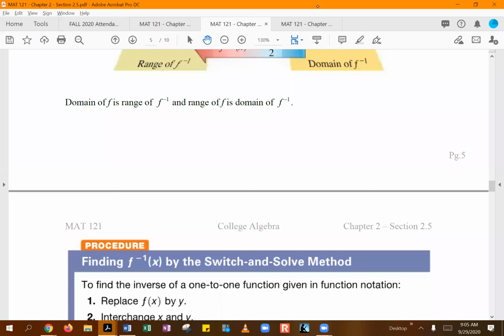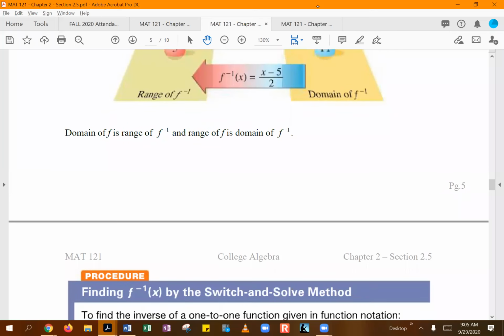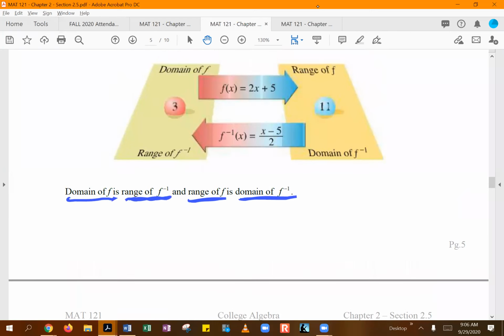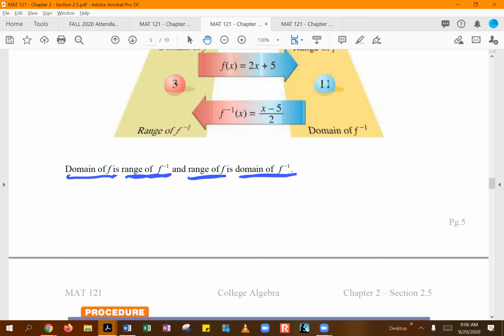Yes, this guy will do. So basically what happens is because we are interchanging our x and y values, the domain of the original f function actually ends up becoming the range of the inverse function, and the range of the original function will end up becoming the domain of the inverse function. And you can kind of see that in this illustration over here also.